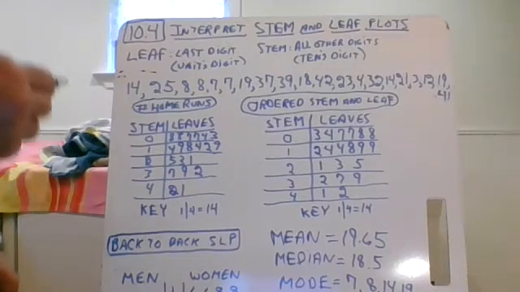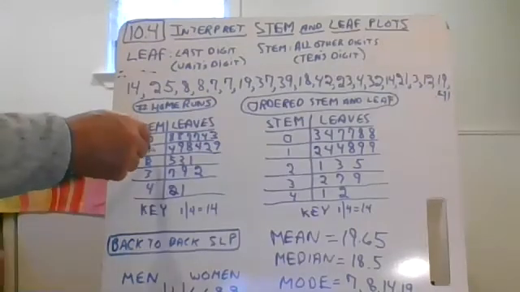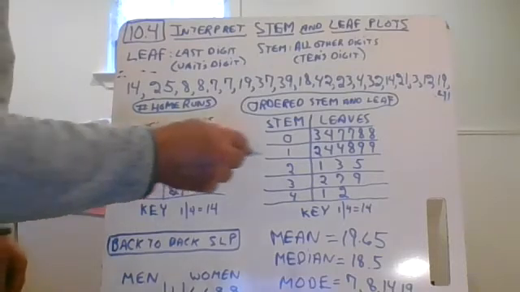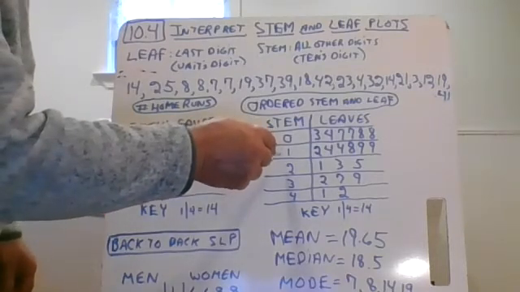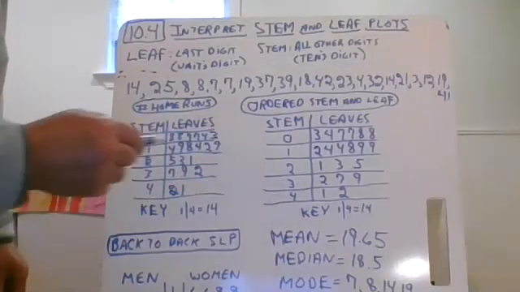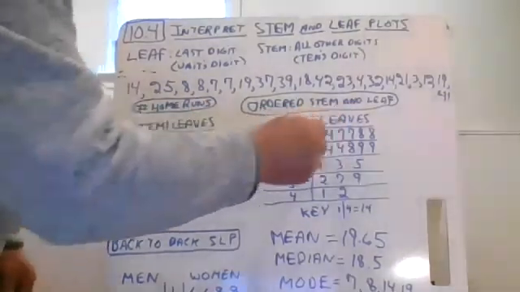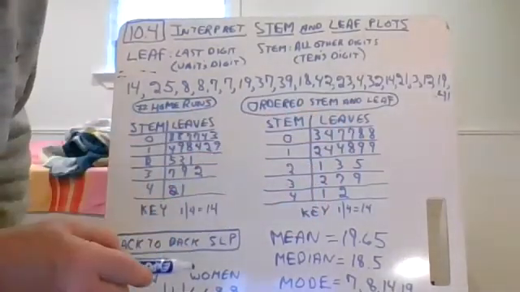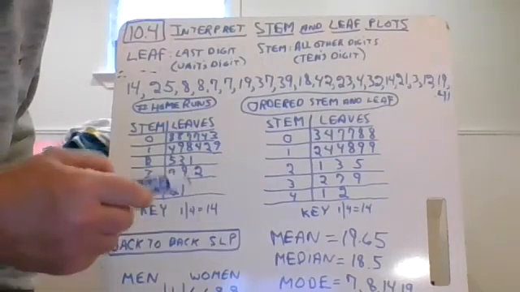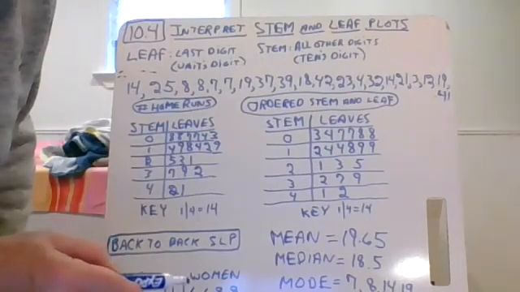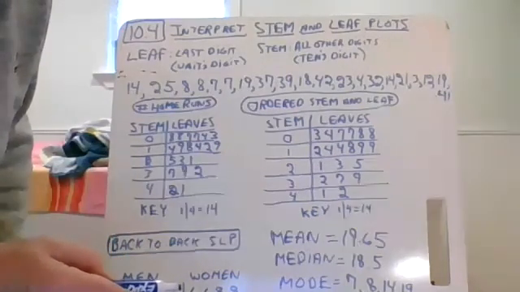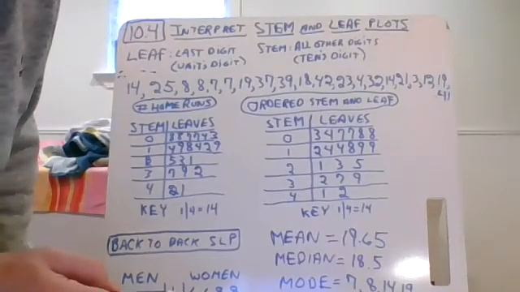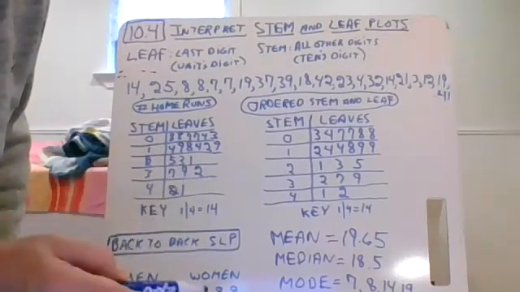Now for the median, we can't do it over here because they're not ordered. We have to use the ordered stem and leaf plot. We know there are 20 data items. That's an even number. So which ones are we looking for to get the median? The 10th and the 11th one. The 10th and the 11th.